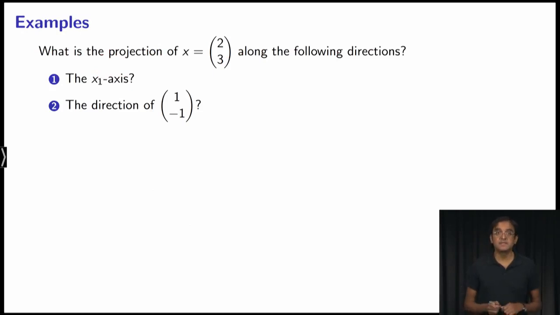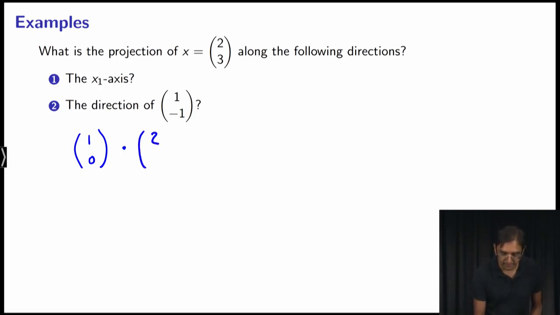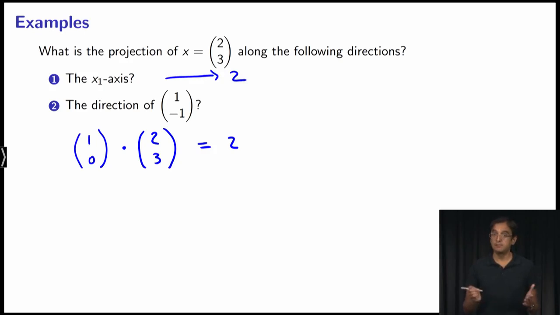Let's see a couple of examples of this. Here we have a vector x, and we want to project it onto two different directions. In the first case, we want to project it onto the x1 axis. What is that? That is 1, 0. It's the x1 direction. And to project it onto that direction, we just do a dot product with 2, 3, and we get 2. The answer is 2. Very simple, and what we would have expected.